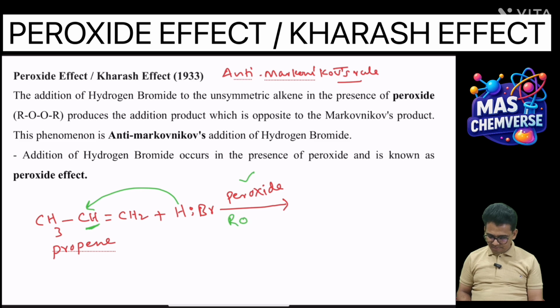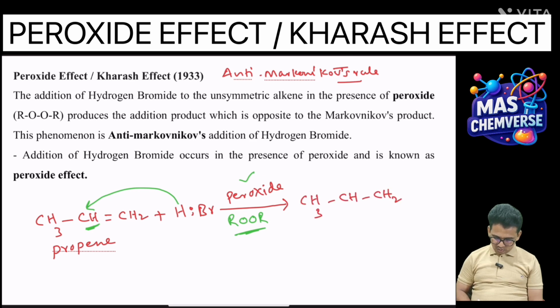The formula for the peroxide is ROR. This is happening due to this. Instead of going to the carbon which has more hydrogens, hydrogen goes to the carbon which has fewer hydrogens. That's why the product produced is opposite to Markovnikov's.